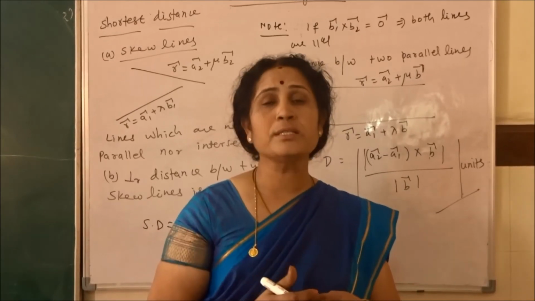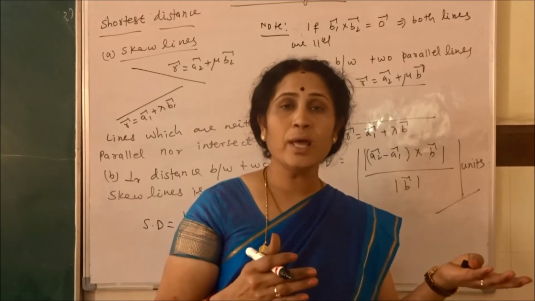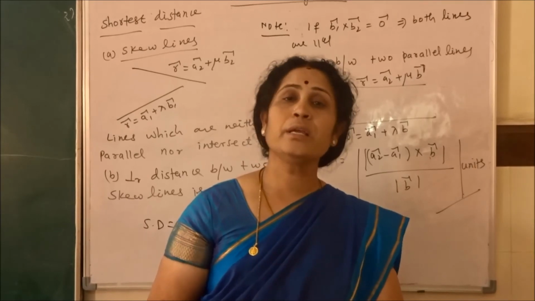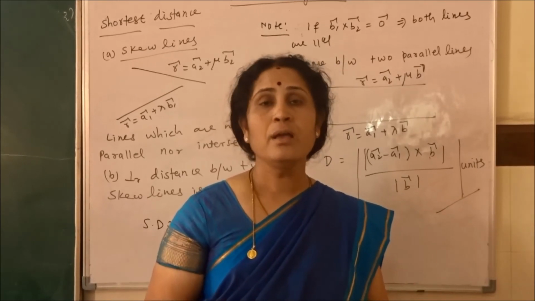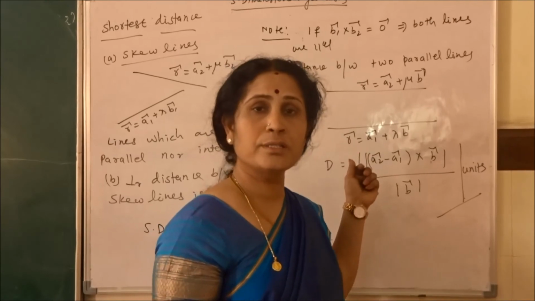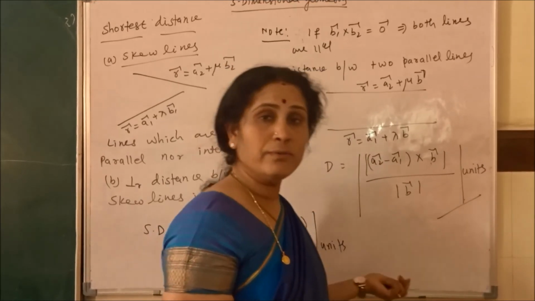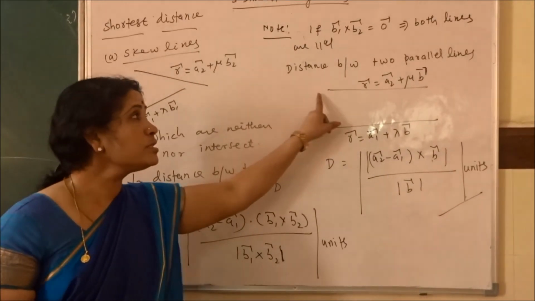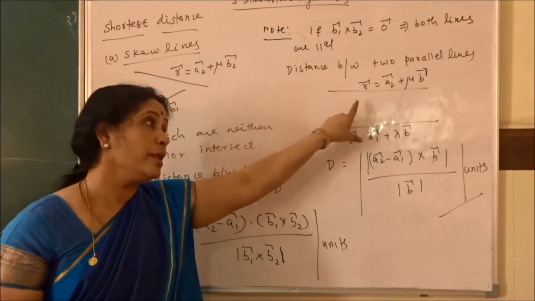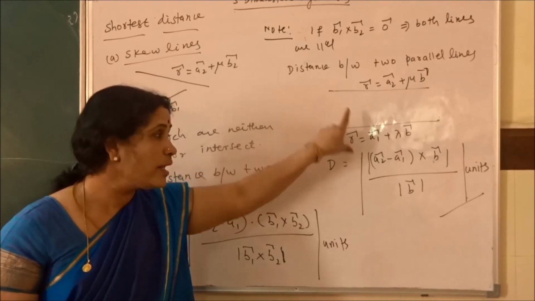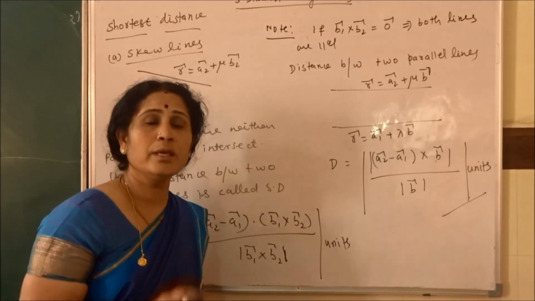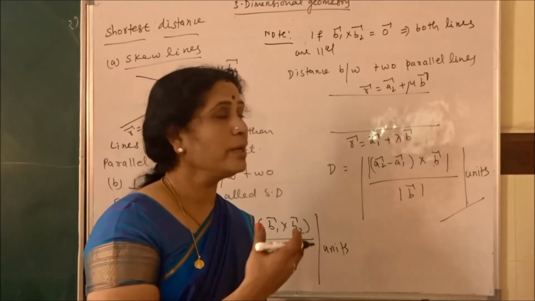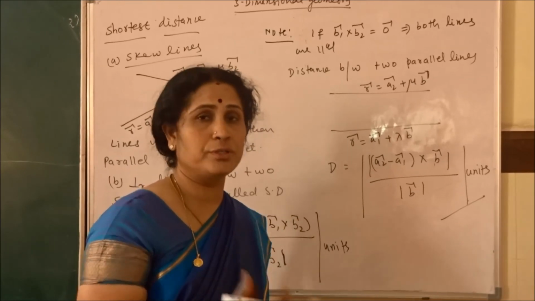Then we have seen the angle between two lines, the condition if they are perpendicular and the condition if they are parallel. Then we defined shortest distance: what shortest distance means, what skew lines are, how to find the shortest distance, and if B1 cross B2 is 0, how to find the distance between two parallel lines. Everything we have seen. So you go through all the formulae thoroughly, then tomorrow I will start line questions. Clear to you?